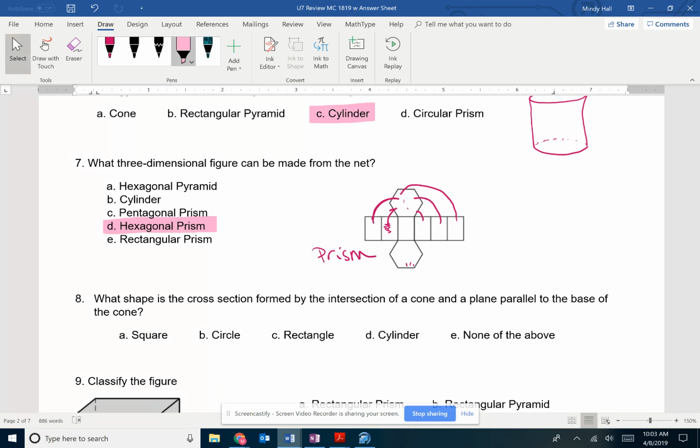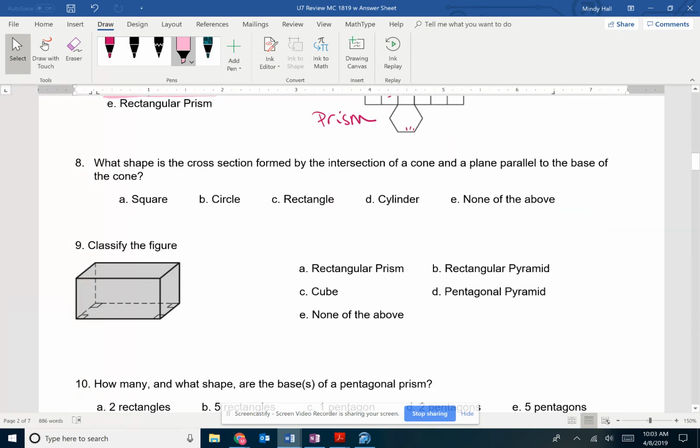For number 8, what shape is the cross-section formed by the intersection of a cone and a plane parallel to the base of the cone? So with this one, it might help if you draw yourself a picture. Oh goodness, I don't know why I can't draw today. Okay, so good enough cone.